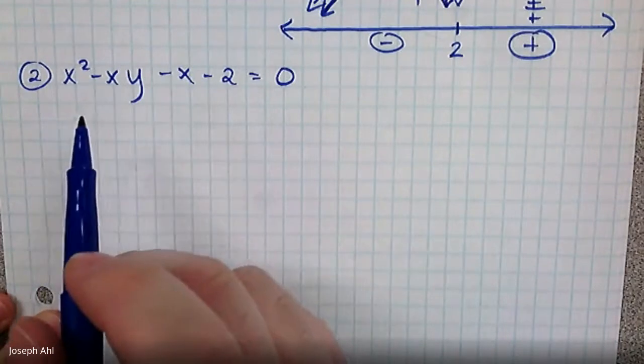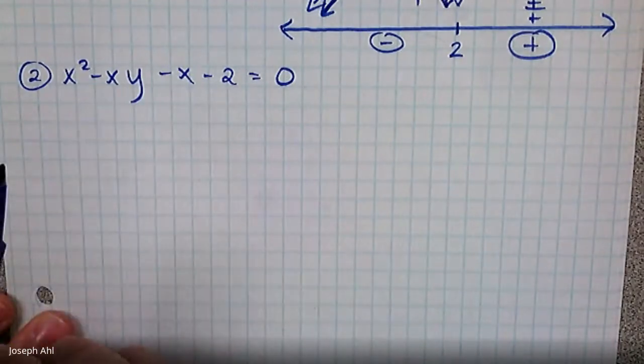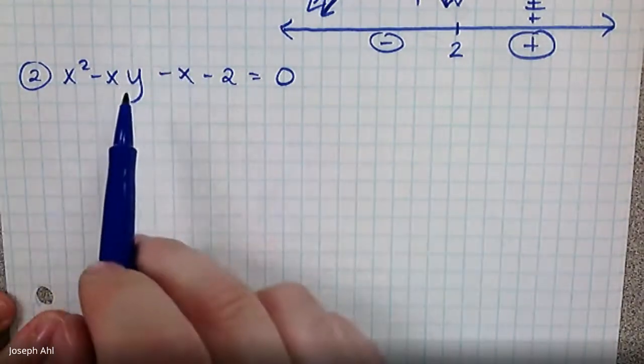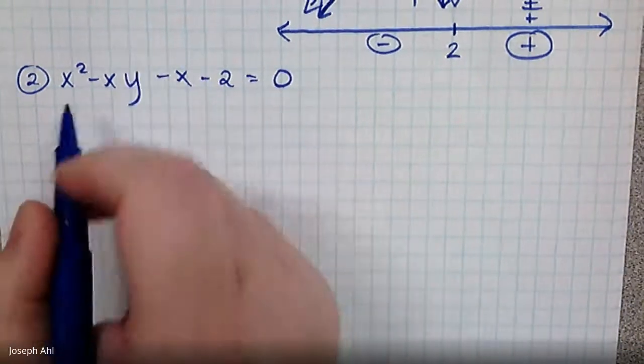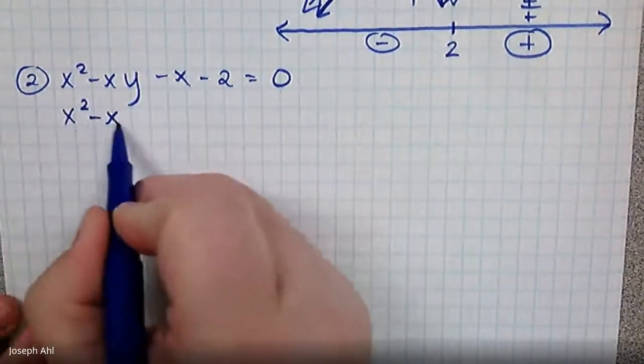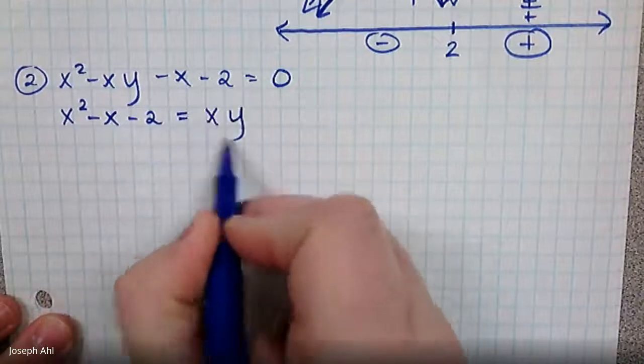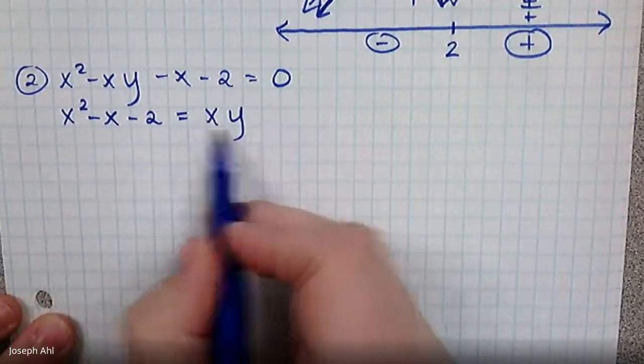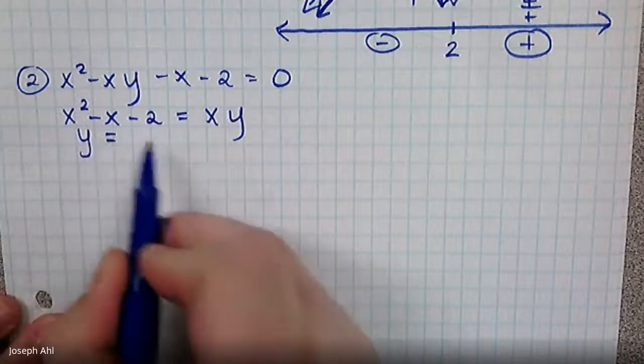Let's see. So in order to get this solved for y, the easiest thing might be to add xy over to the other side. So x squared minus x minus 2 equals this positive xy now. Dividing the x to the other side, I'm just going to keep y over here.